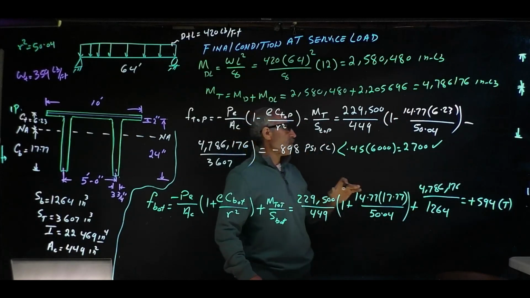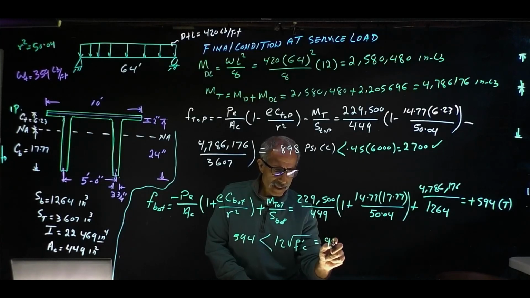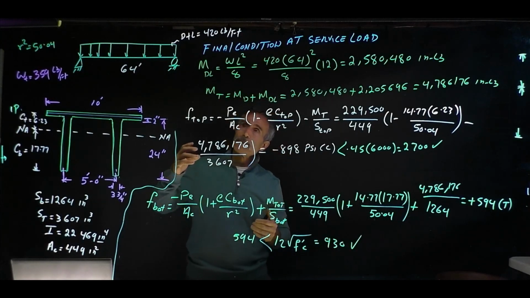It has to be less than the maximum allowable tensile stress in concrete at the time of service load. So 594 has to be less than, and the equation for that is 12 square root f prime c, which is equal to 930. That's less than that. It checks out.